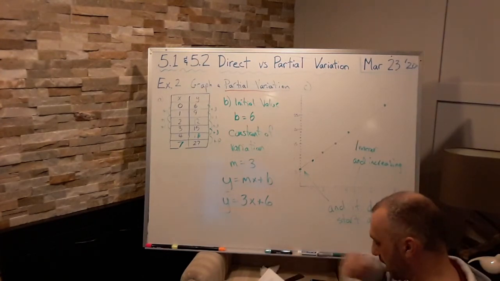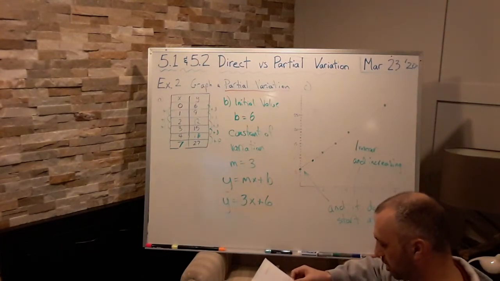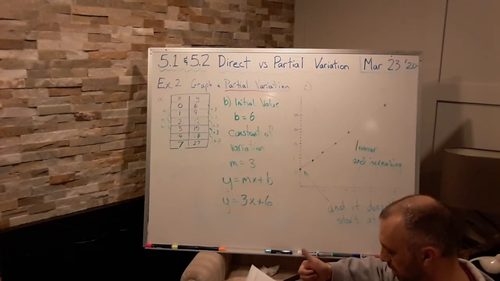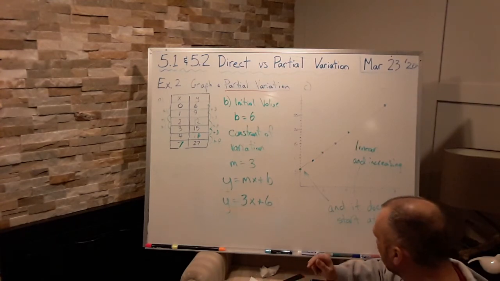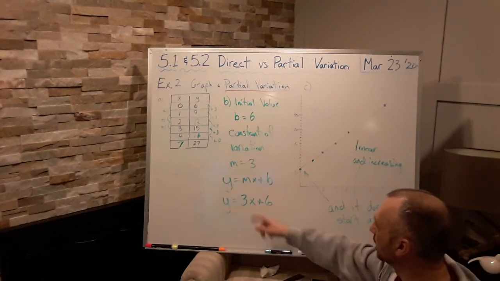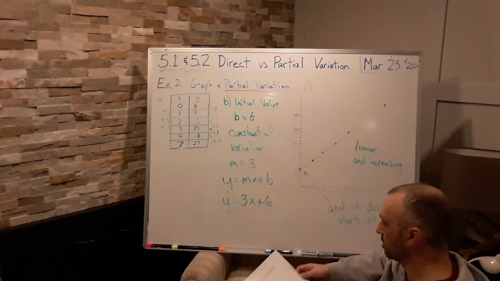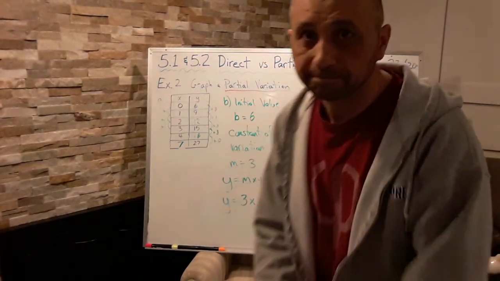We have, I think, a definition box which says partial variation is a relationship between two variables in which the dependent variable is the sum of a constant number and a multiple of the independent variable. So it's partially related to the independent variable. And so that hopefully will help us make sense of it. Try another one.